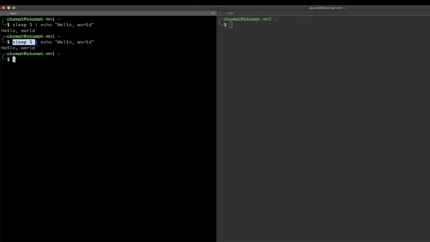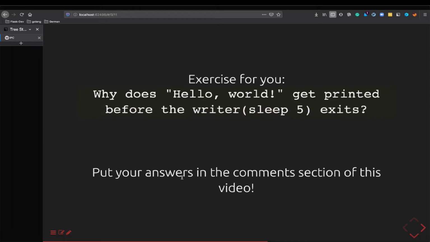So you will have to find out why this echo hello world isn't waiting for 5 seconds, because the writer will have to finish writing and only then is the reader allowed to read, right? Why isn't the reader waiting for the writer to finish and only then printing hello world? This is a quick exercise, and if you're able to figure this out, I would like you to put the answer in the comments, and let's have communication in the comments.